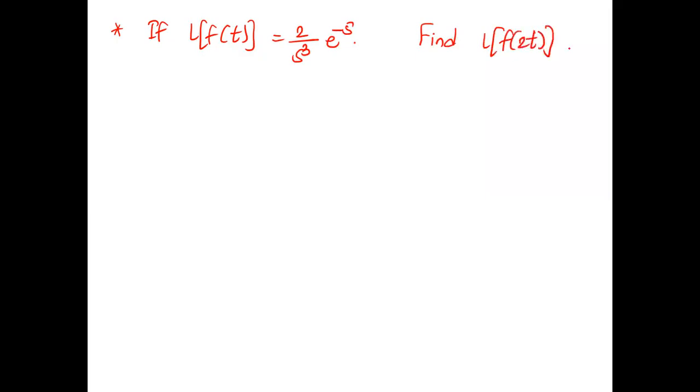Next, if Laplace of f of t is 2 upon s cube into e raised to minus s, find Laplace of f of 2t. Read the question and just tell me which property is asked. Change of scale, right? f of t is given to you and f of at is asked, so that's why it is change of scale.